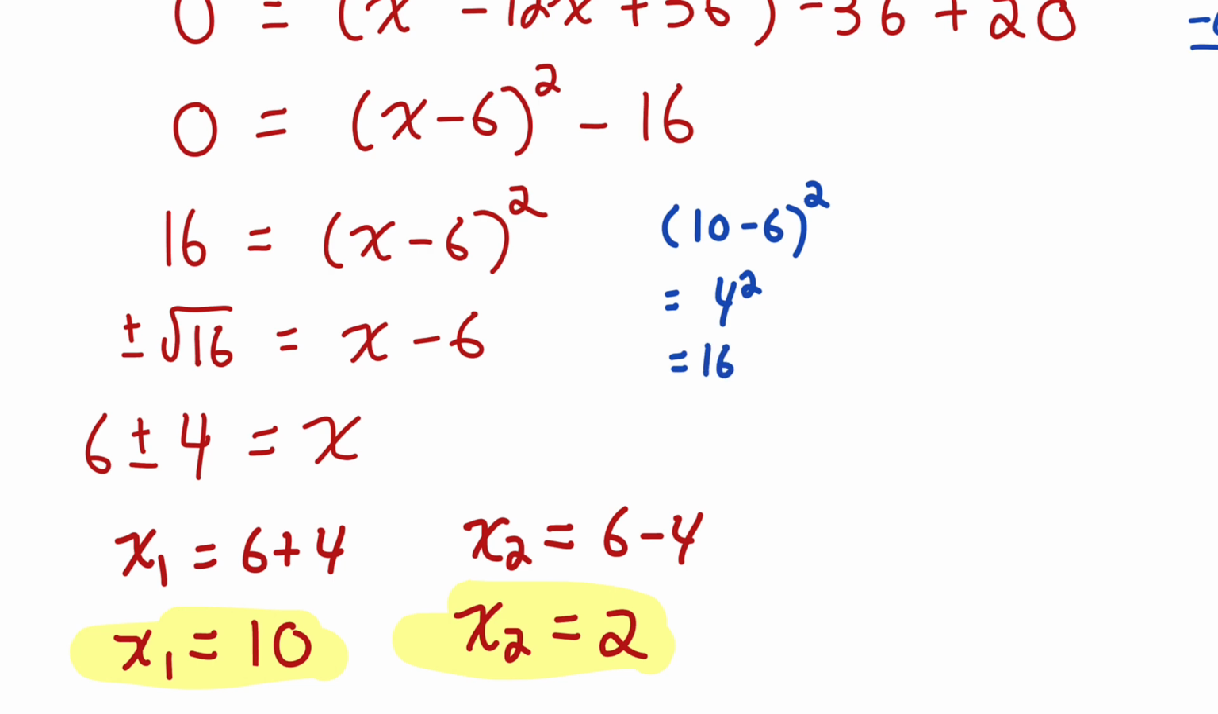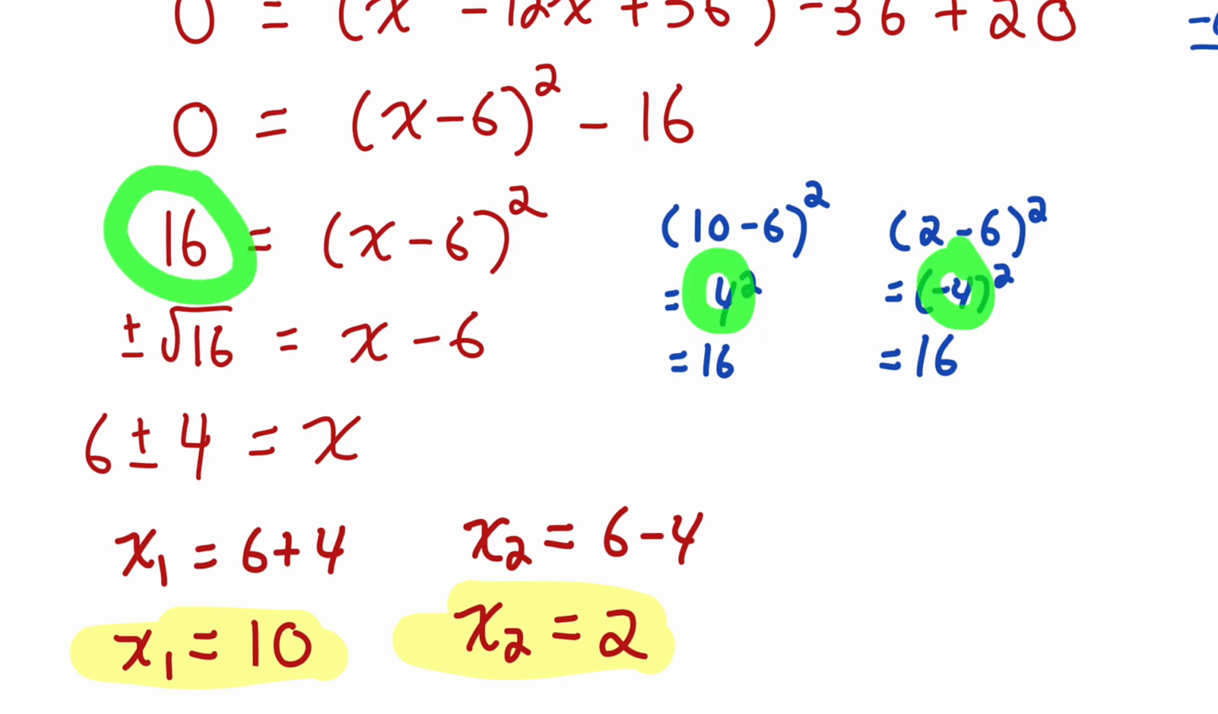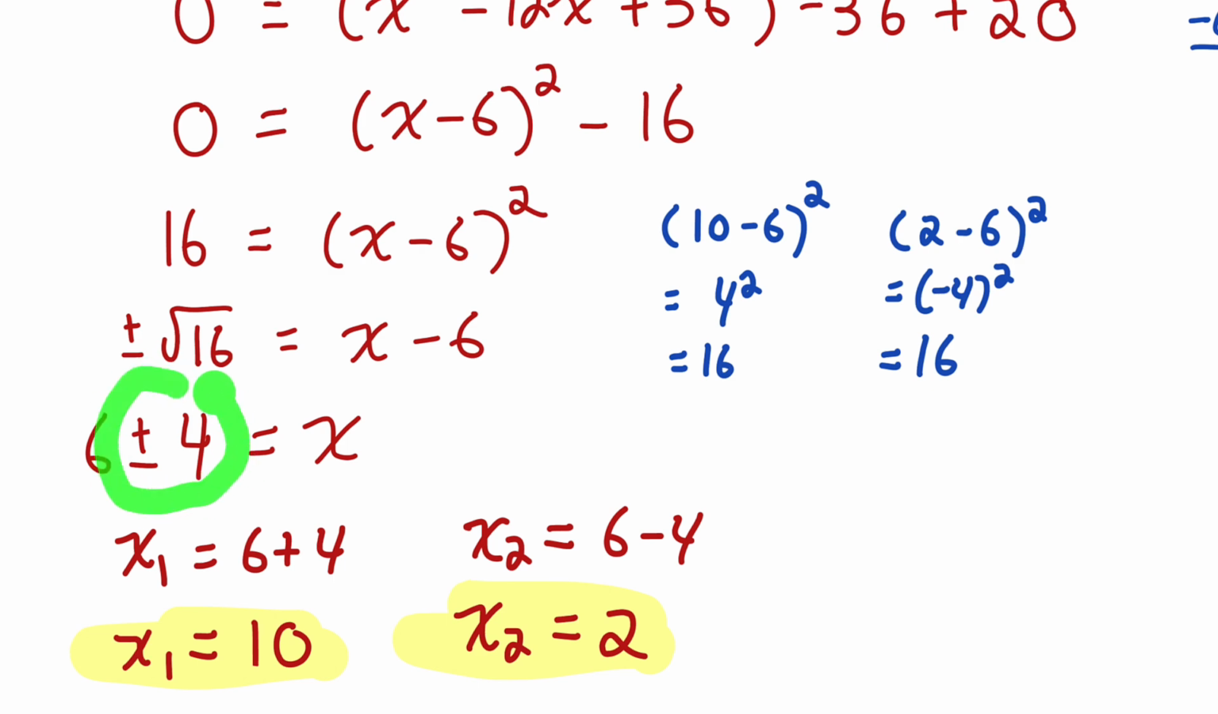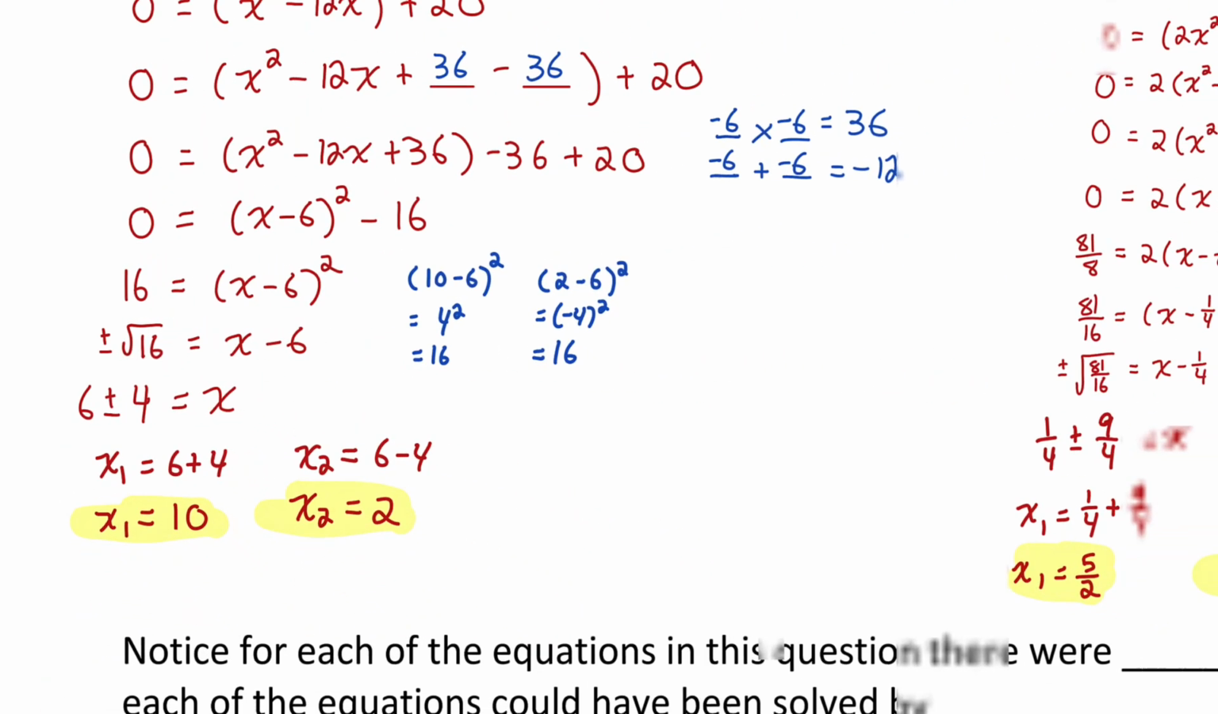But 4 is not the only number that when you square it, you get 16. Watch what happens when we sub 2 in for this x. I would have 2 minus 6 squared, which is negative 4 squared, and negative 4 times negative 4 is also 16. So because when we square both 4 and negative 4, we get 16, we need to make sure we get both of those answers, which is indicated here with the plus or minus 4. Those are the two values that when you square them, you get 16. And now let's move on to the next section.